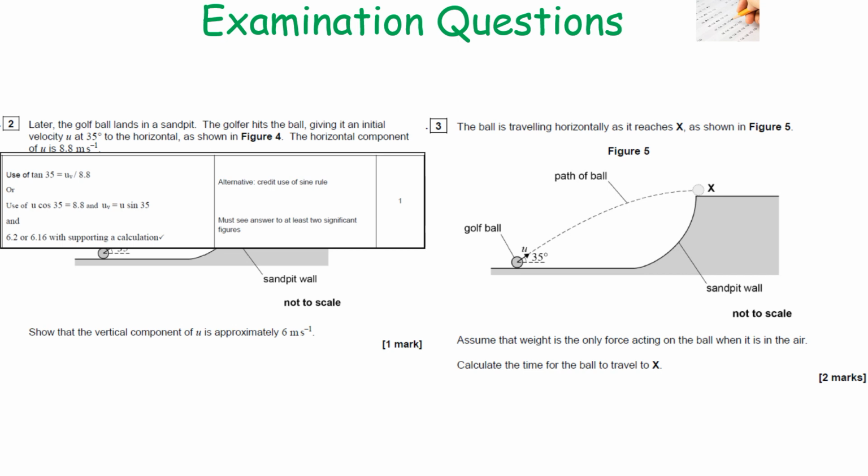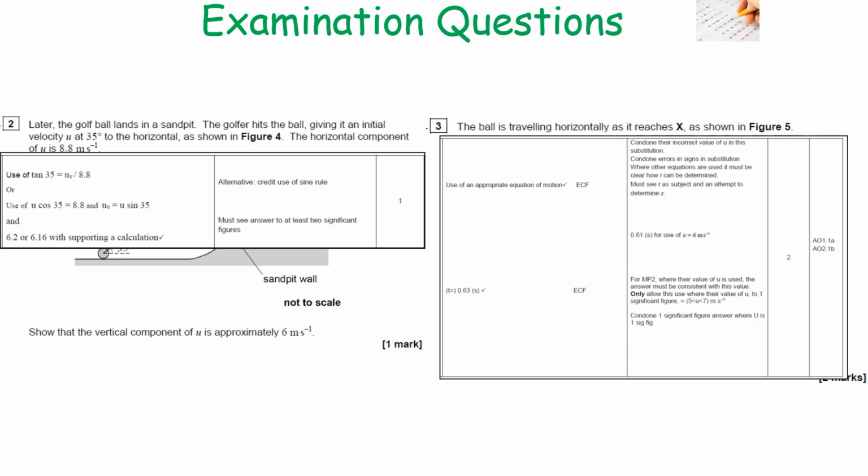Now again, it says it's travelling horizontally as it reaches x. That indicates it's not travelling vertically. So we can say that in the vertical, the final velocity is equal to 0, and we've got the vertical component, which is u here, which we can say to be 6.2 meters per second. At this point, we know that the acceleration is minus 9.81. We know this because it's going against gravity, which is 9.81. So we can use that to work out t, because v equals u plus at. We work it through to be 0.63 seconds.